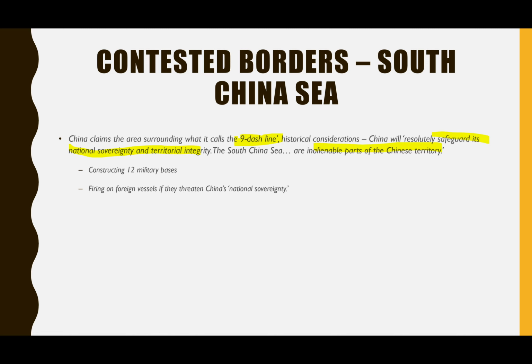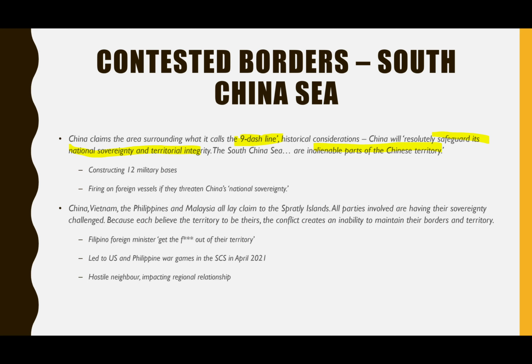It's their sovereign bases. And they also passed a law that the National Coast Guard could fire on foreign vessels if they threaten China's national sovereignty in the South China Sea. So they genuinely believe that this territory is theirs. However, other states also lay claim to that area. China, Vietnam, the Philippines, and Malaysia all lay claim to the Spratly Islands. And therefore, all these states then are having their territory and their sovereignty challenged because they can't now exercise control or maintain their borders and territory because they could be in conflict with others, or those other states also believe it's theirs.